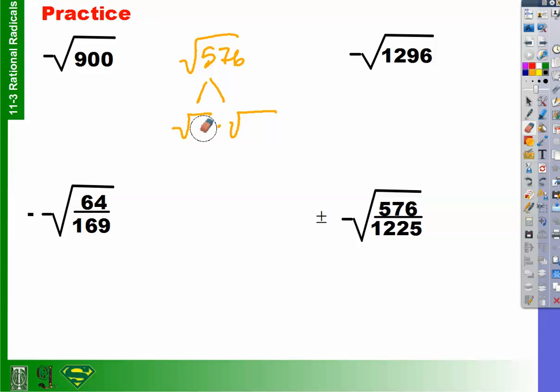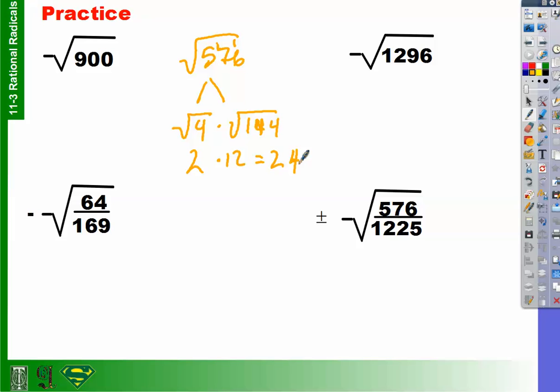But does 4 go into this? Yes. So square root of 4. 4 goes into 5 once. Carry the 1 left over. 4 goes into 17 4 times. Carry the 1. 4 goes into 16 4 times. What is the square root of 4? 2. What is the square root of 144? 12. So what is the square root of 576? 24. Okay.